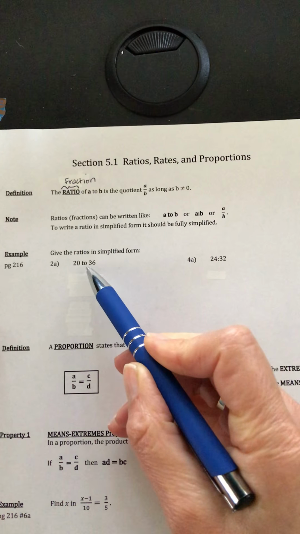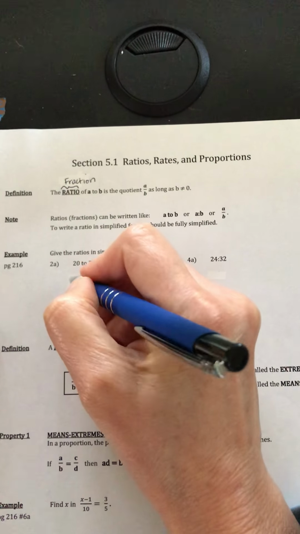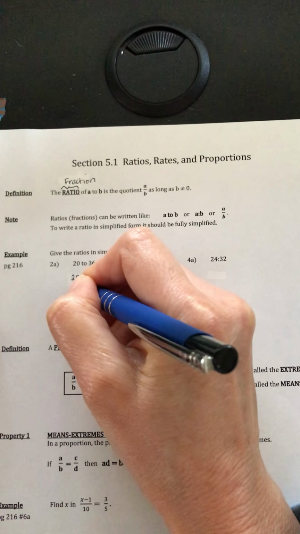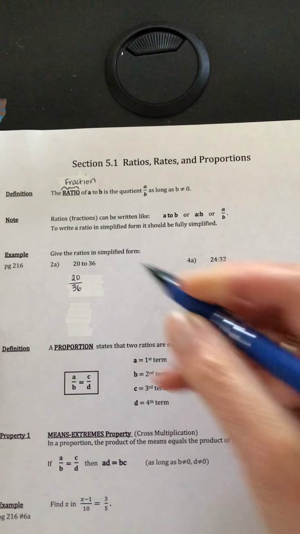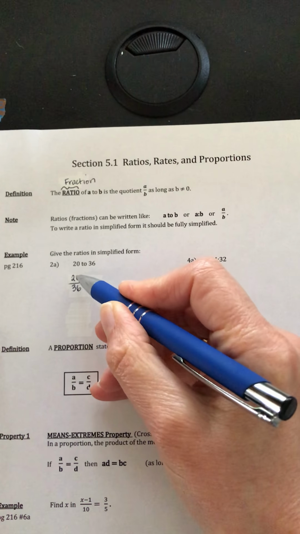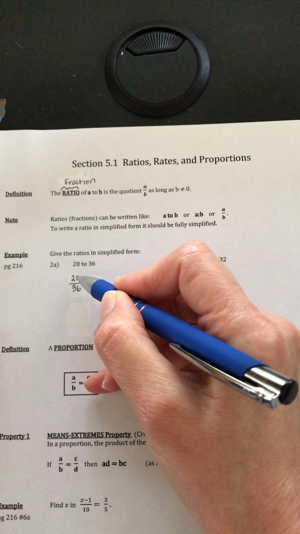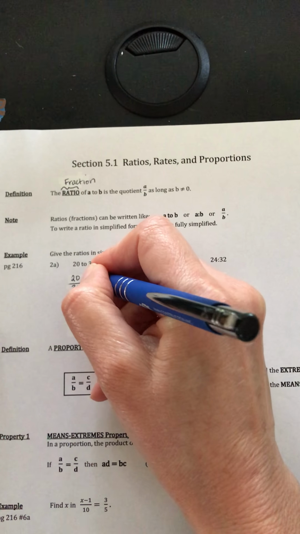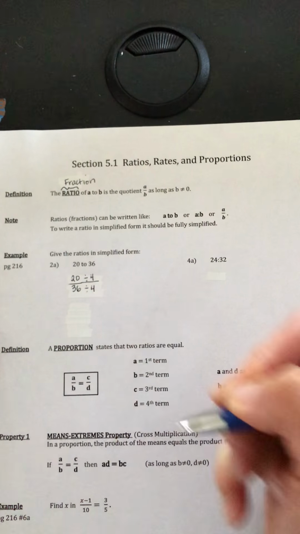So here in our first problem where it asks us to come up with the ratio, that means write a fraction. So we're going to write in the order we see it, 20/36. Now because it says simplified, we want to make sure that there are no factors in common here. And we can see that both 20 and 36 can be divided by 4. So we want to go ahead and do that. That is their common factor.